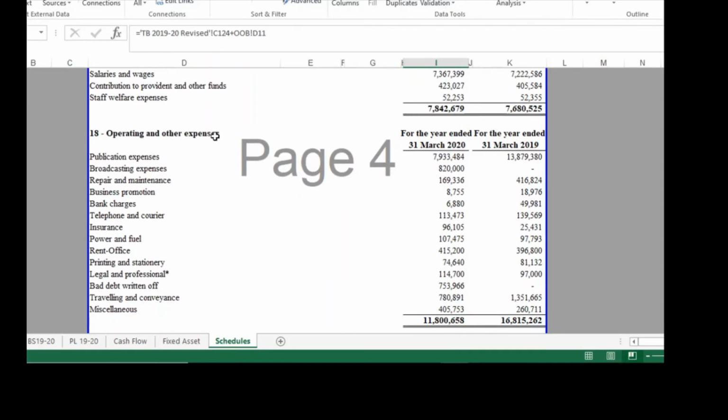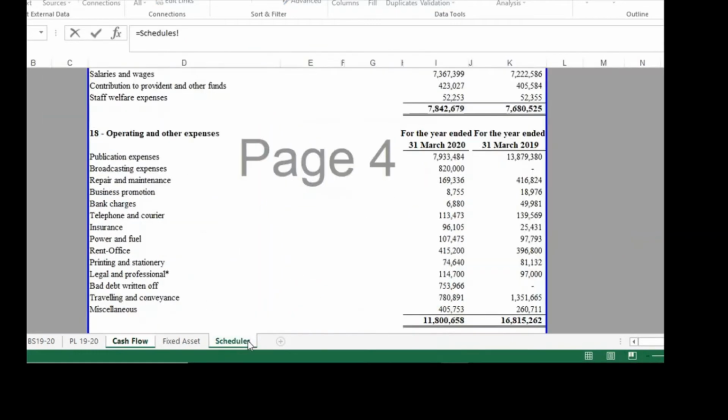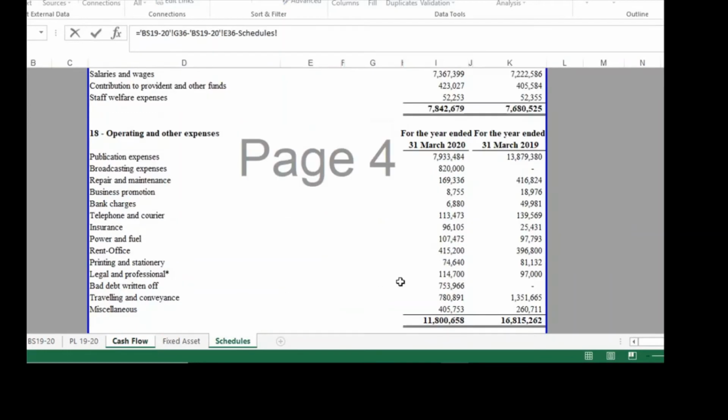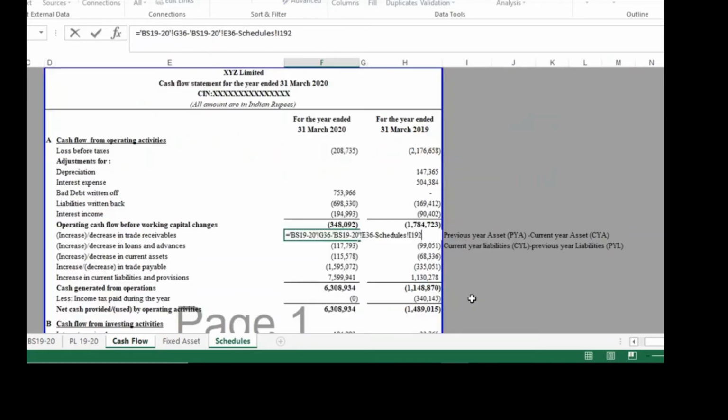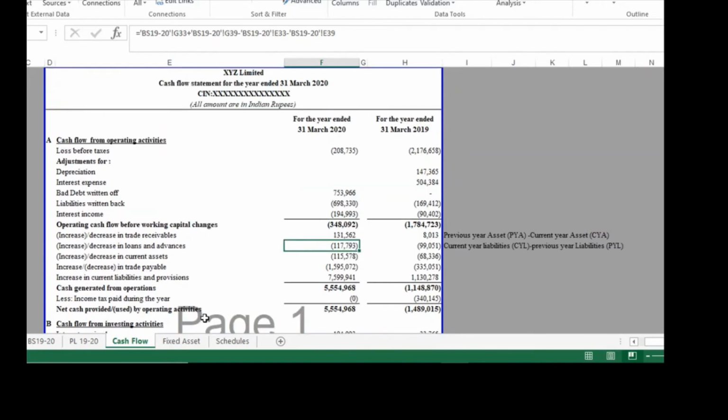Now we go to the operating and other expenses. Now we can see there is a bad debt written off, which is a non-cash adjustment item. So as it is an expense, we are going to add it under operating activity. Now, as we have added here, we need to subtract it under trade receivables. We can see our cash flow is still matching. That means we are going in the right direction.